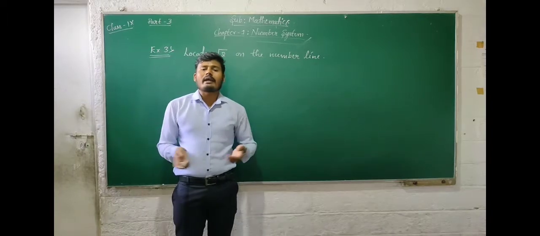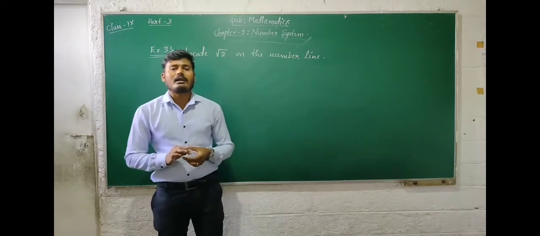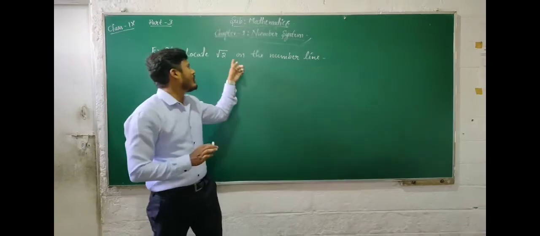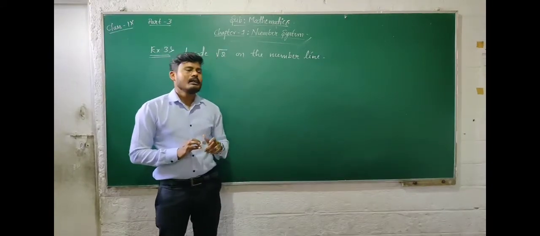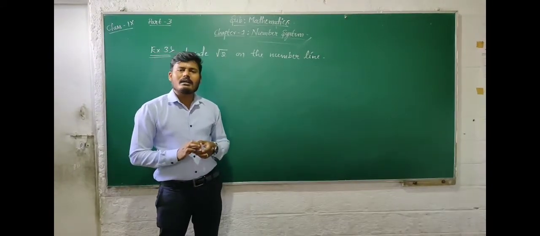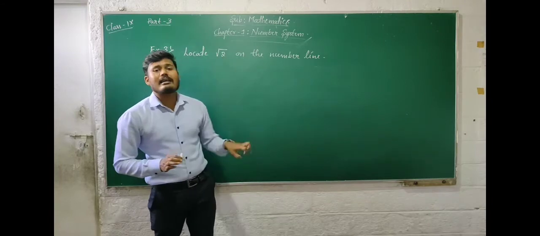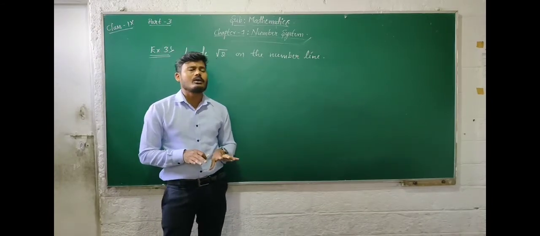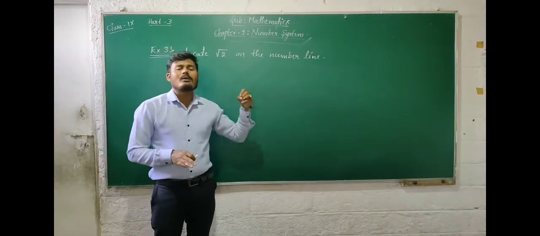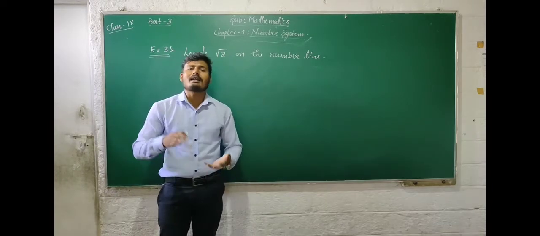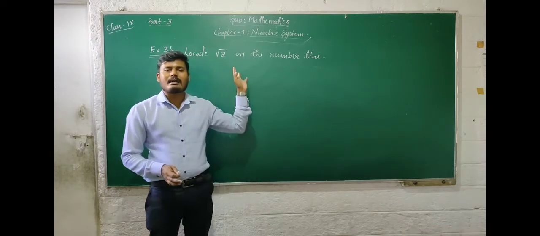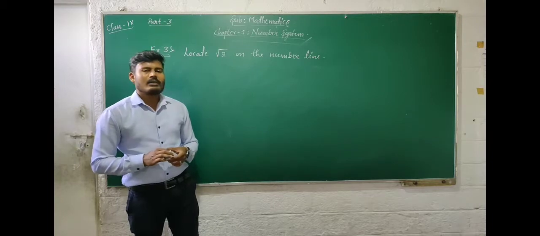We don't know how to locate irrational numbers on the number line, but here root 2 is irrational because 2 is a rational number and it is under a root, so it is called the square root of 2. Square root of 2 is nothing but an irrational number. So it is an example of an irrational number.